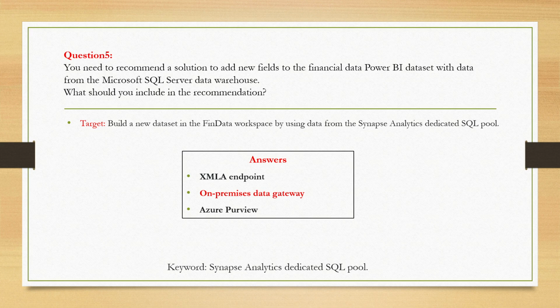And so what we need is the on-premises data gateway. You have the personal data gateway, and then you have the standard data gateway. The standard data gateway is your on-premises data gateway. Remember that your Synapse Analytics dedicated SQL pool resides in the Azure cloud. And your workspace that we're talking about here is in Power BI service. So what you need is an on-premises data gateway to be able to access the Azure cloud.